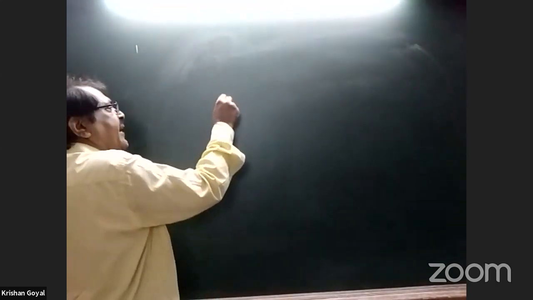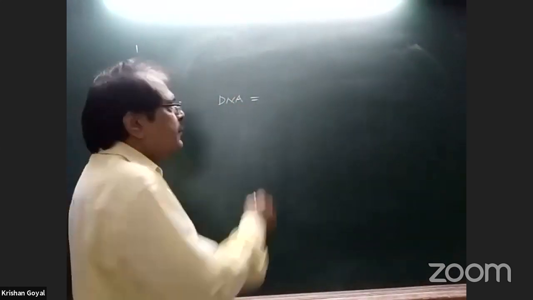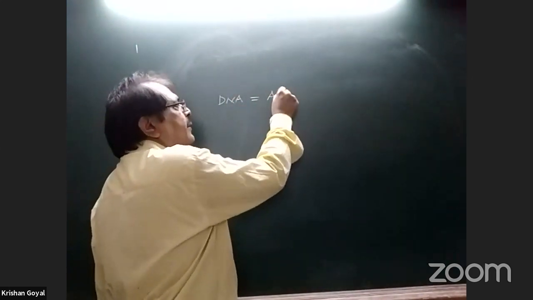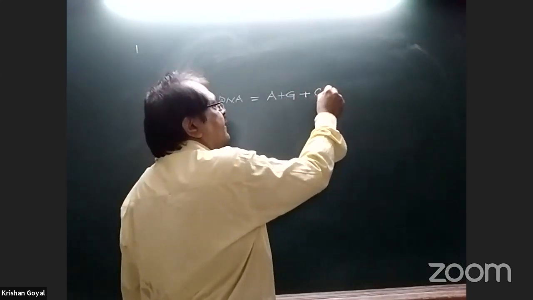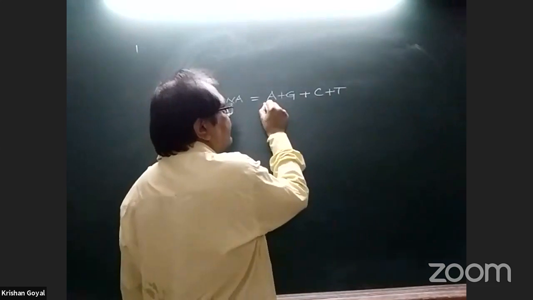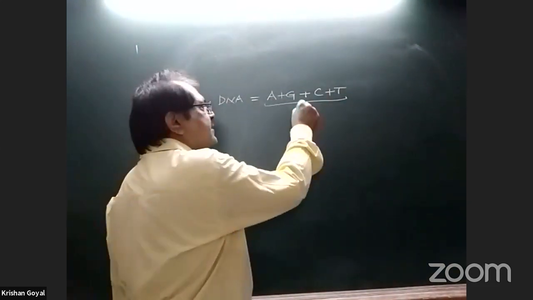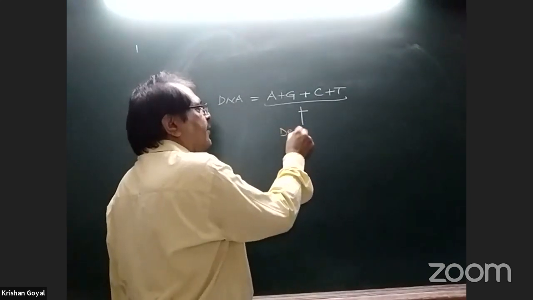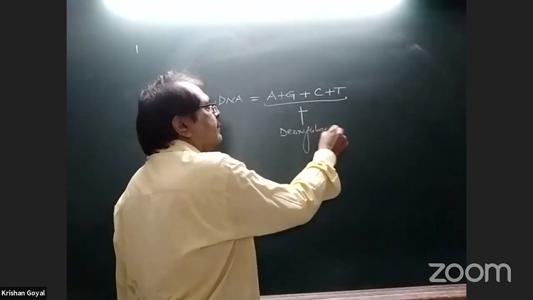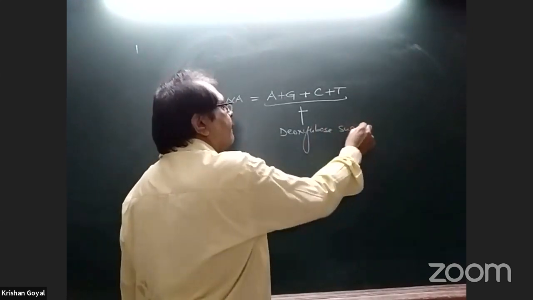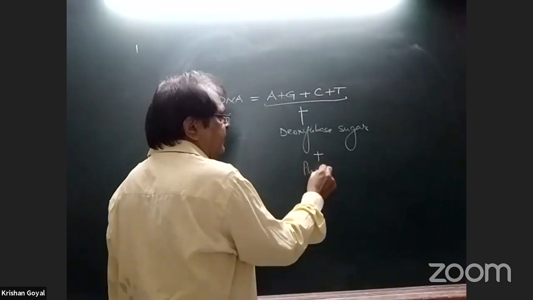This is DNA. DNA is equal to adenine plus guanine plus cytosine plus thymine. These are the bases. Plus deoxyribose sugar. And then phosphoric acid or P.